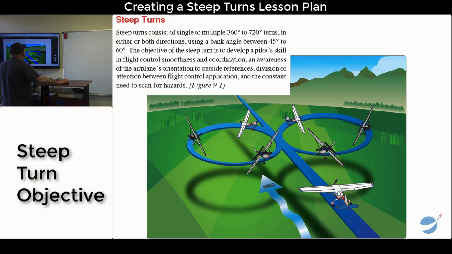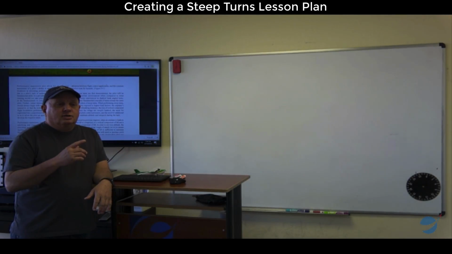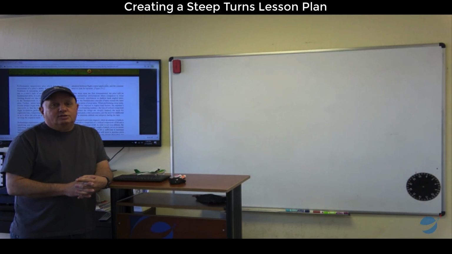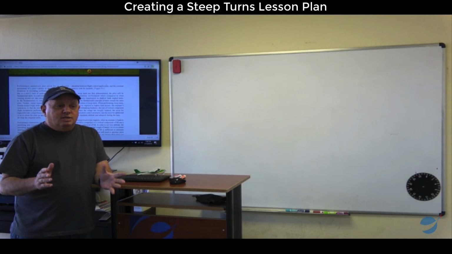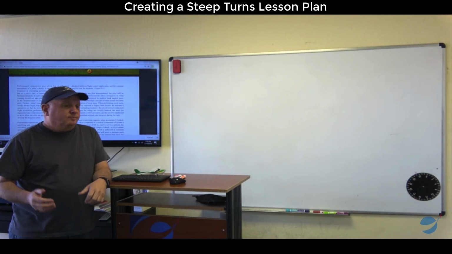division of attention between flight control application and the constant need to scan for hazards. So that's the why we're doing it sort of thing. My objective, if I talked about a maneuver-based objective, it's going to be to perform a constant altitude level turn with bank angles between 40 and 60 degrees of bank, maintaining altitude, airspeed, and coordination throughout. That'd be what we're going to do.